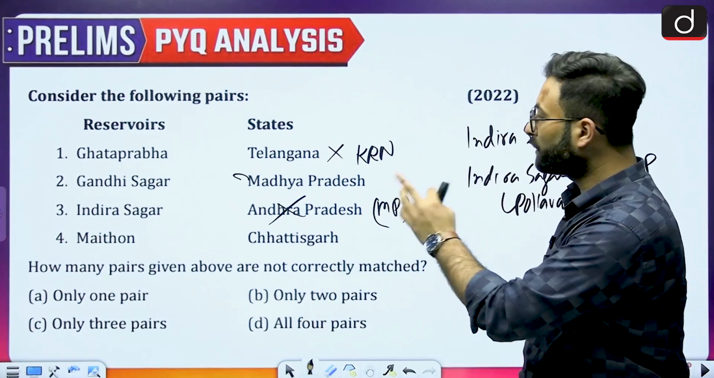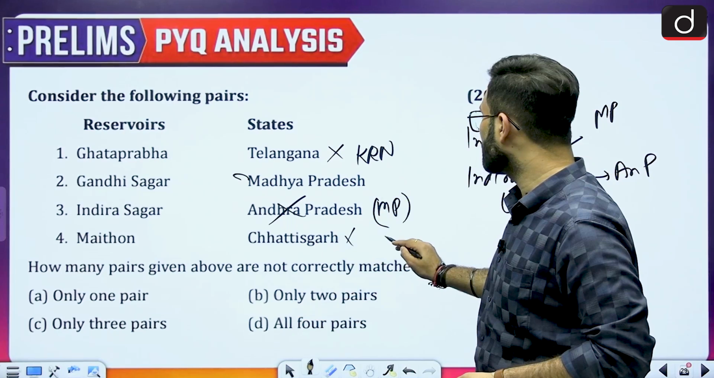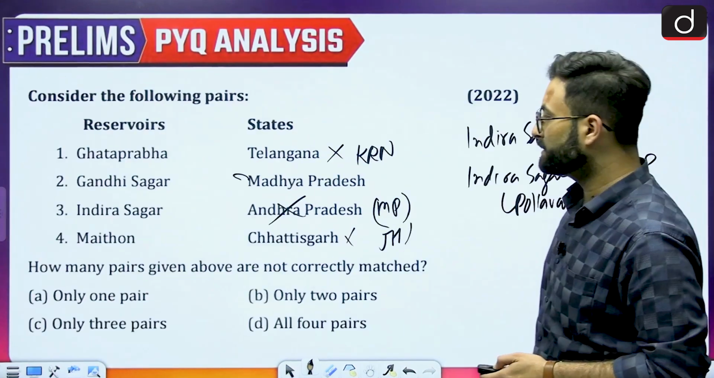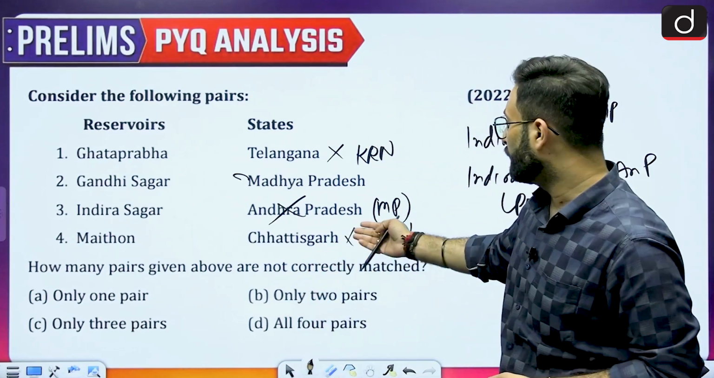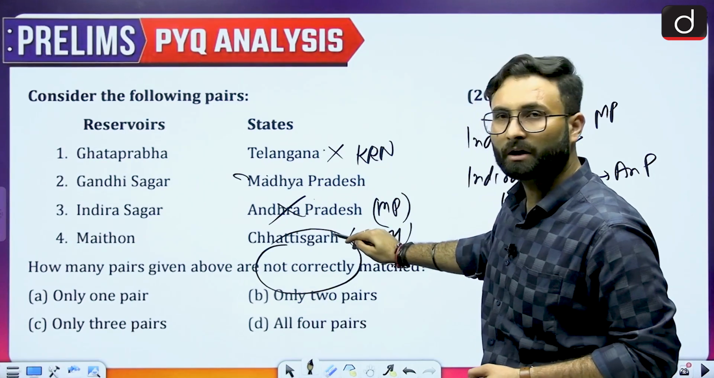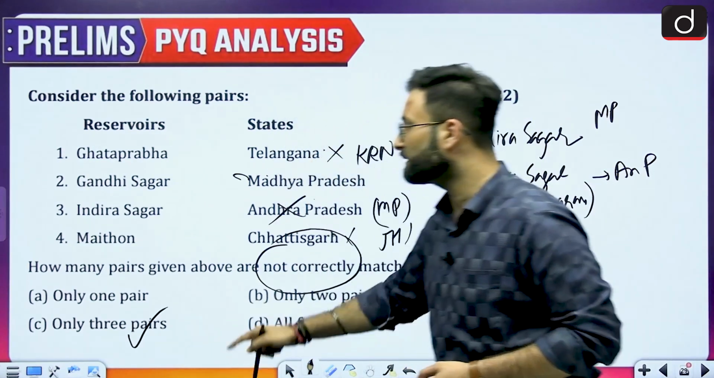Then Methone, that is not there in Chhattisgarh, that is basically there in Jharkhand. So here you can see only one is matched. Over here they are asking for not correctly matched, so only one is matched and the other three are your wrong choices. So option C would be your right answer, that is only 3 pairs.